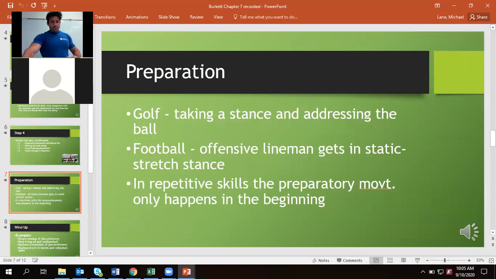Now, it's going to be obviously specific to whatever we're doing in the movement. Now, repetitive skills only are going to do the preparatory movement at the very beginning, but then after that, they're just going to be going effectively from the wind up, force producing, and then the follow through.